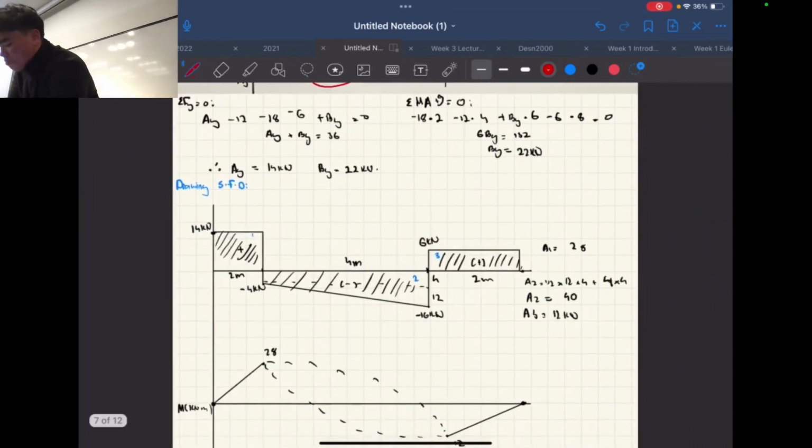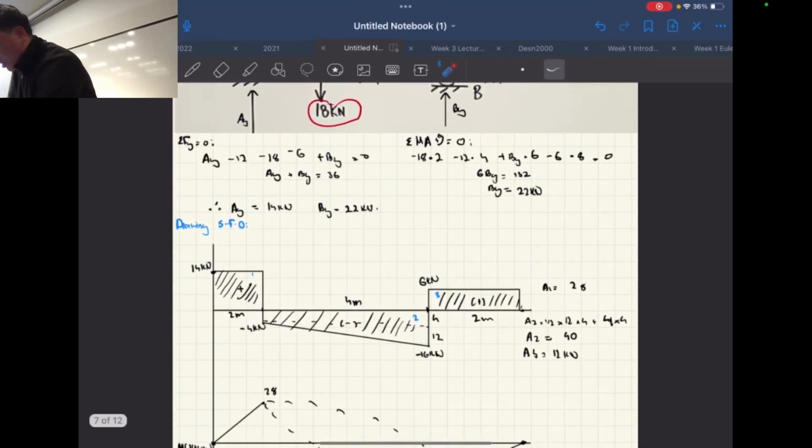With SFD and BMD, your diagram always has to end at 0. So enter 0 here, enter 0 here. If your SFD and BMD doesn't end at 0, you've got something wrong in the question.